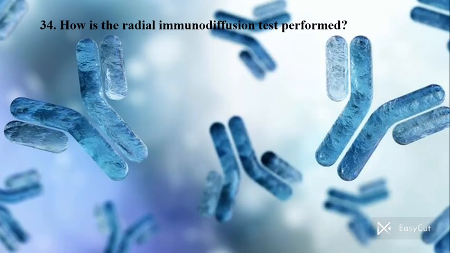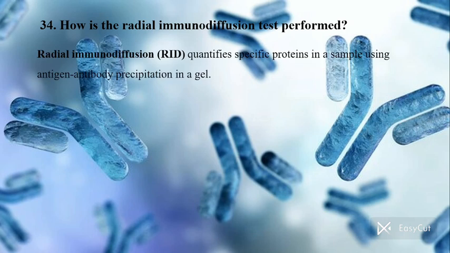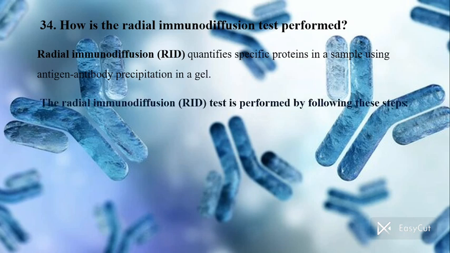So let's move on to the next question, which is, how is the radial immunodiffusion test performed? Radial immunodiffusion quantifies the specific protein in the sample using antigen-antibody precipitation in a gel. Here we are going to see how to perform this radial immunodiffusion by steps. The test is performed by the following steps, as you are going to see.